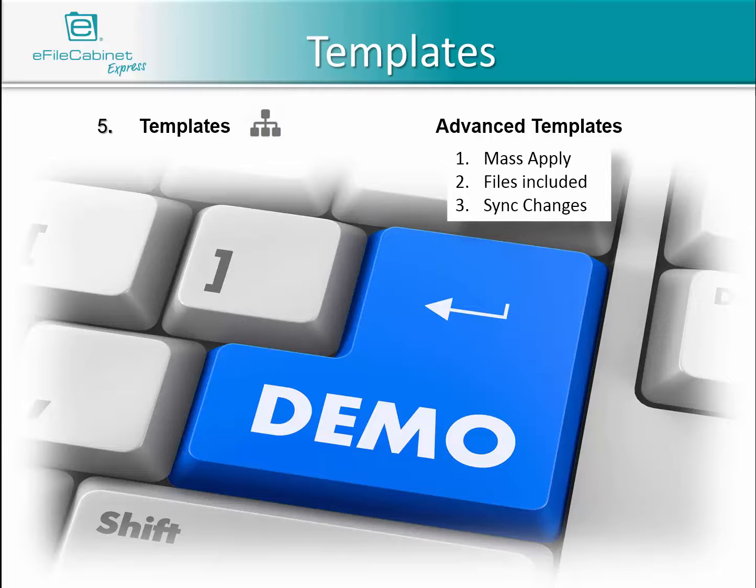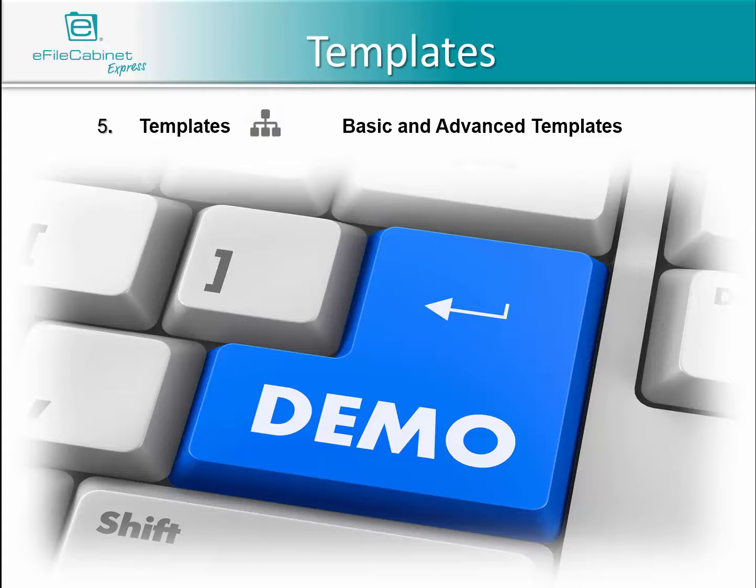The advanced templates option provides 3 additional features. The first is the ability to mass apply a folder structure to all drawers in a cabinet. And number 2, to include files within a template structure. And 3, to be able to automatically sync changes to existing folders after a template has been edited. So let's take a look at each of these.